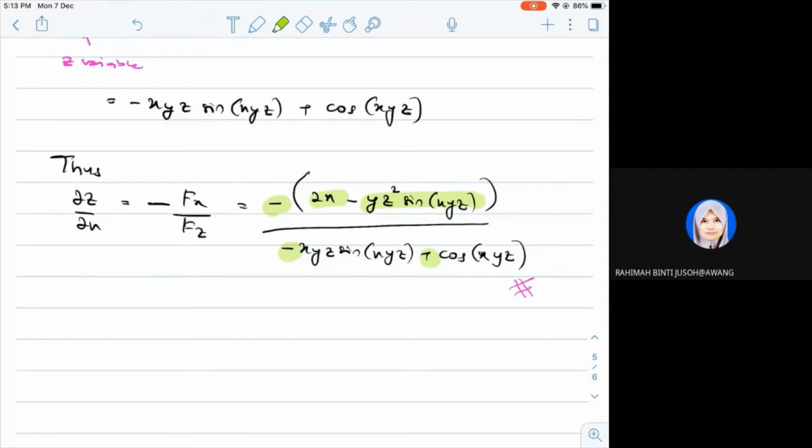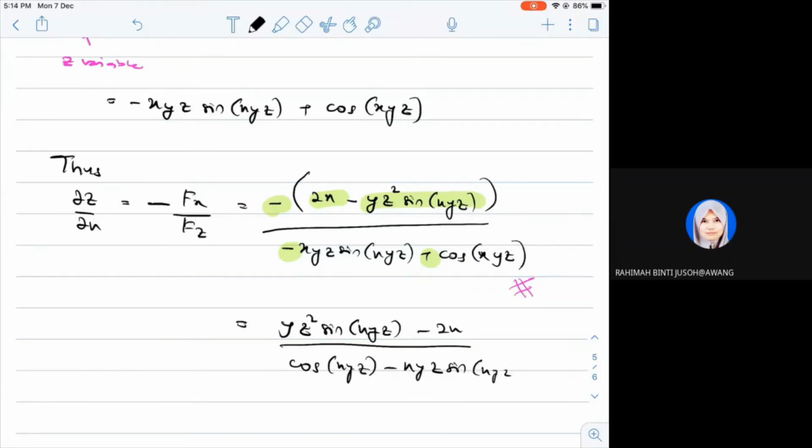Okay? You tak boleh cancel ni tau. Ni dengan ni tak boleh, cannot. Sebab ni ada tambah, plus. Okay, so you cannot cancel like that. No. So to be safe, just leave your answer like this. Tinggal macam ni je. Ataupun, kalau you rajin nak darab masuk dalam, you akan jadi yz squared sin xyz minus 2x divided by cos xyz minus xyz sin xyz. Macam tu. Yang bawah ni saya maintain ni positif negatif sama je kat bawah. Yang atas je saya ubah.